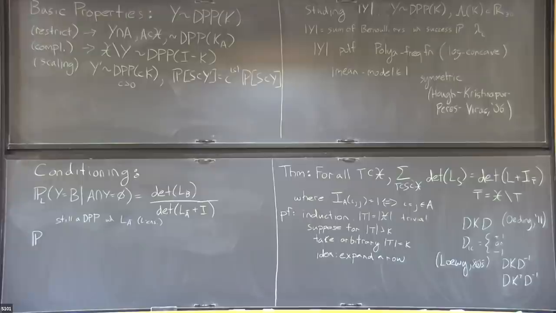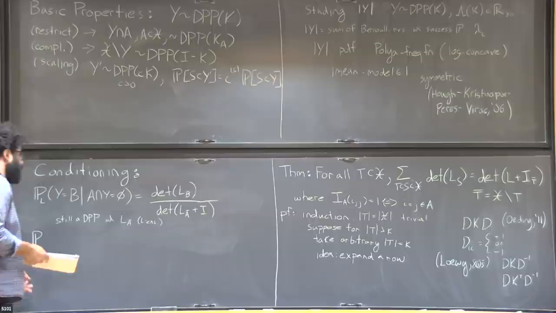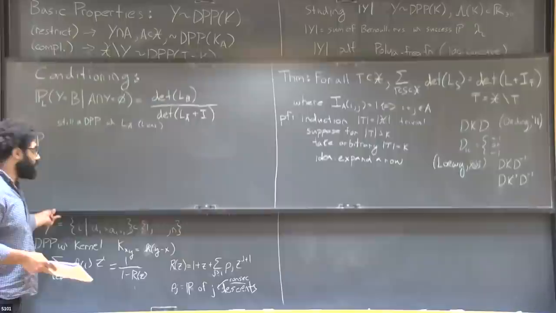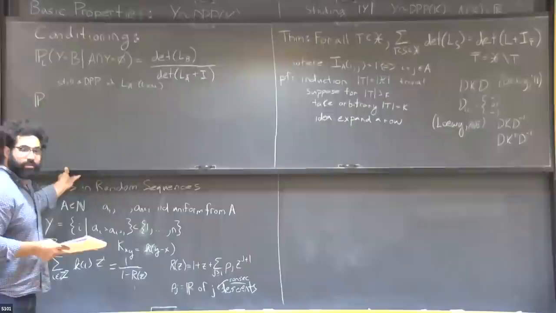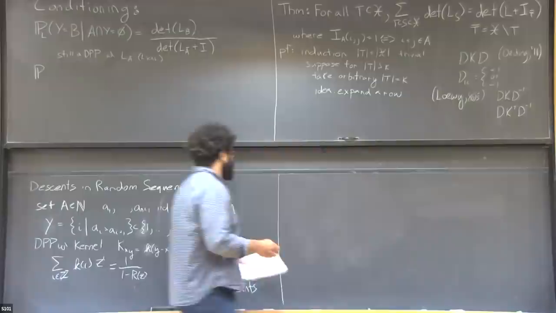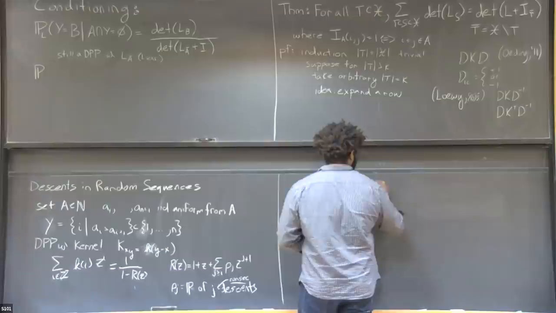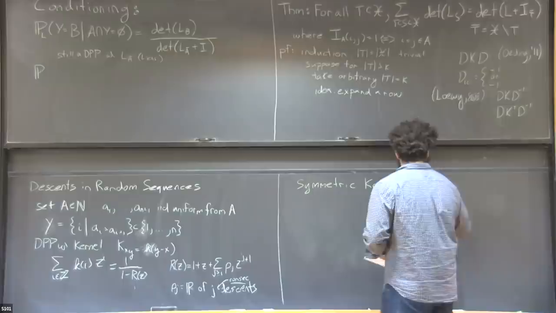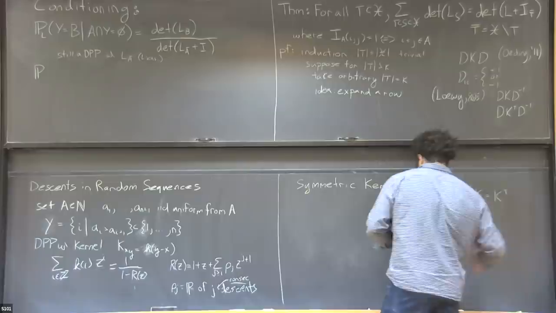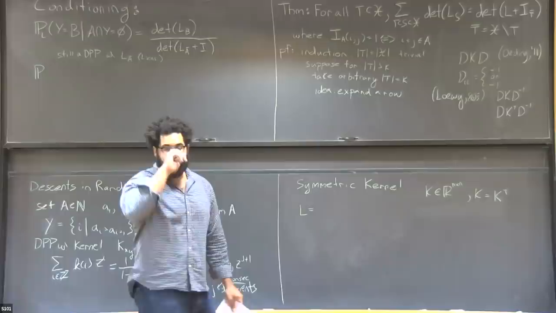Okay, if I tell you that something is in the set, then for any other thing, the probability that it's in the set decreases. Let me show this to you in a straightforward way. Let's just suppose we have a symmetric L. So in this case, it's just like the diagonal case, the example I gave before, but slightly more general.